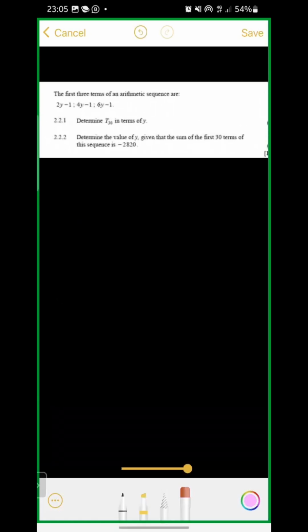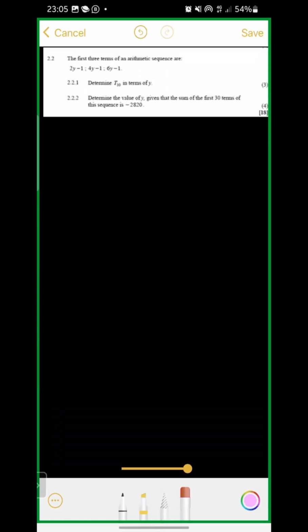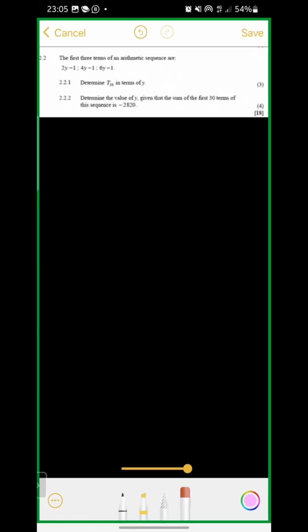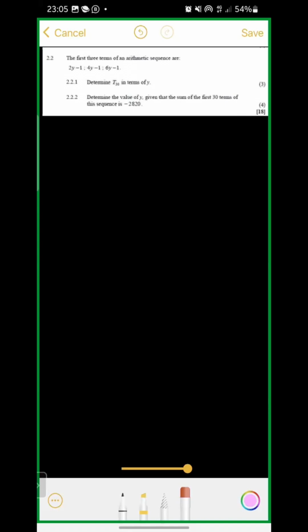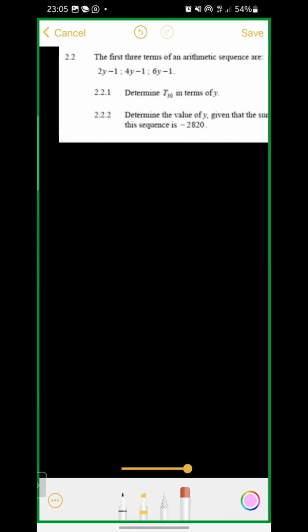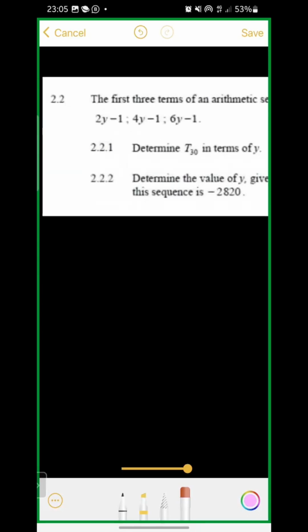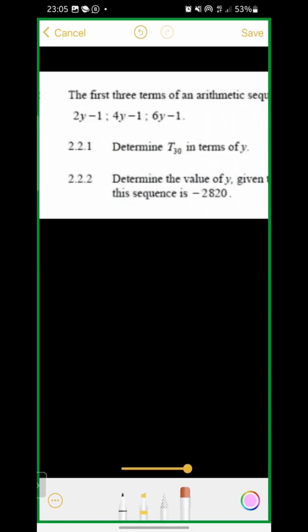So here we have a 3-mark and a 4-mark question, right? And yeah, it's 2.2. So they say the first 3 terms of an arithmetic sequence are as follows. So we have 2y minus 1, so that's our first term. And then we have 4y minus 1, that's our second term. And we have 6y minus 1. That is our third term, right? As they say, we have 3 terms of an arithmetic sequence.